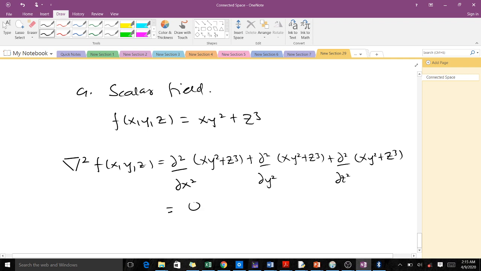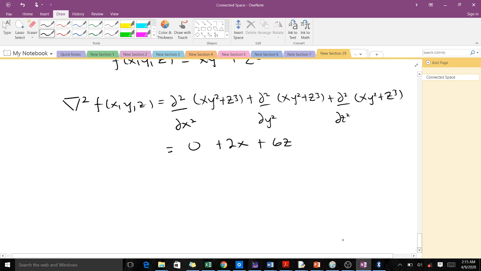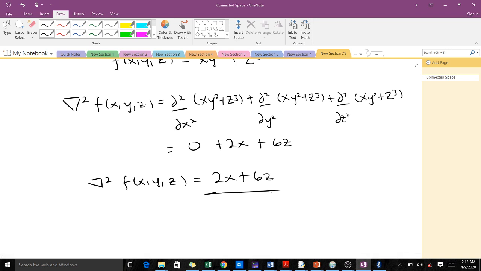So this is going to give you 0. Then when you do this one, it is going to give you 2x. Then when you do this one, it is going to give you plus 6z. That means that the Laplacian of this particular scalar field will give us 2x plus 6z. You realize that we have something which is also a scalar. So when you find the Laplacian of a scalar field, we end up getting a scalar.